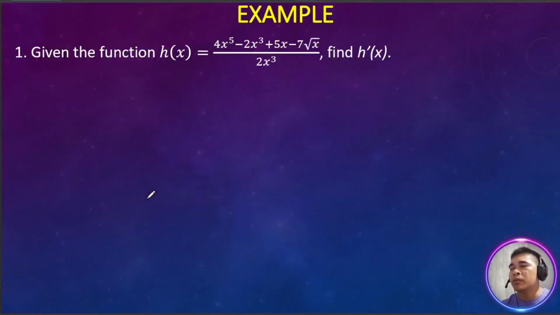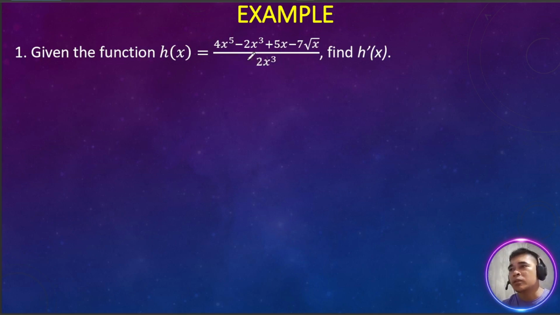Next example, given the function h of x is equal to 4x to the power of 5 minus 2x to the power of 3 plus 5x minus 7 times the square root of x all over 2x cubed, then find the derivative of h of x. But before finding the derivatives of h of x, take note this is a polynomial over a monomial. So ato sa laman ng simplify daan.